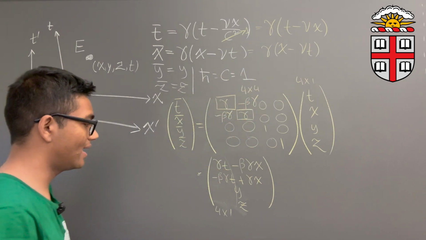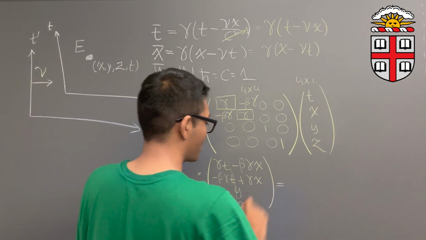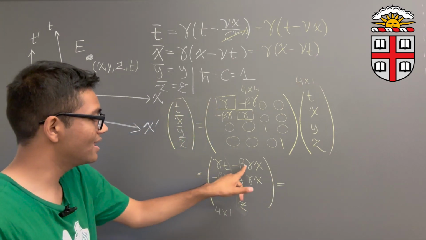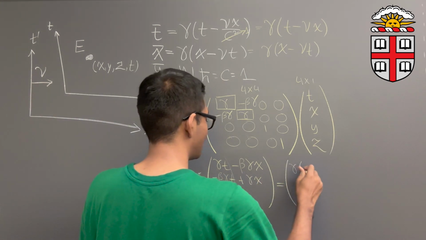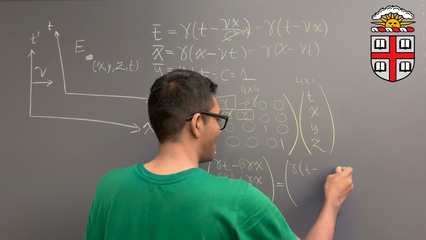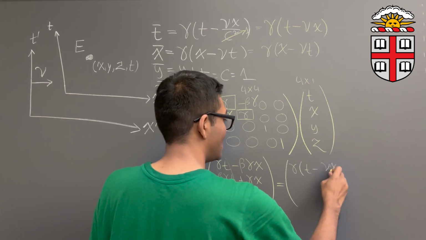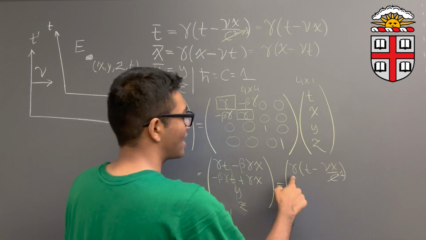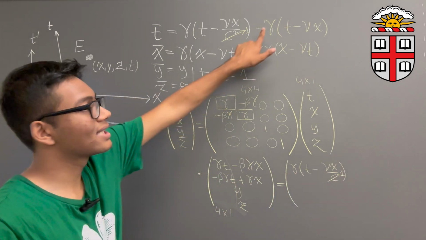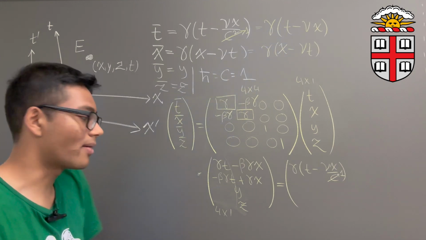But let's go ahead and see if our talk matches our walk. So gamma t minus beta gamma x. Factoring out the gamma, I've got t minus beta x. Now beta x is v x over c, but c is 1 in natural units. So we've got gamma times (t minus vx), as promised.